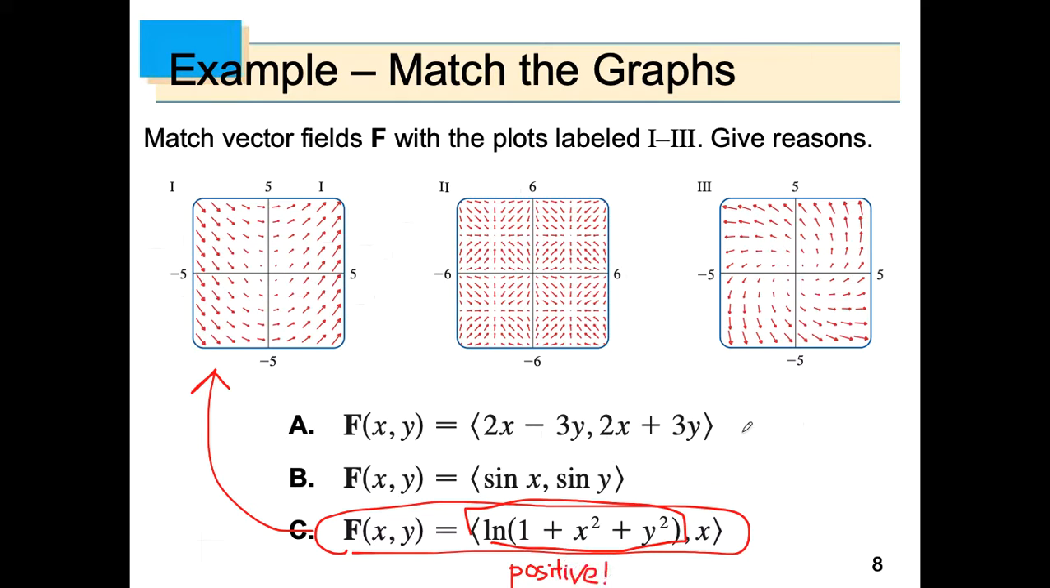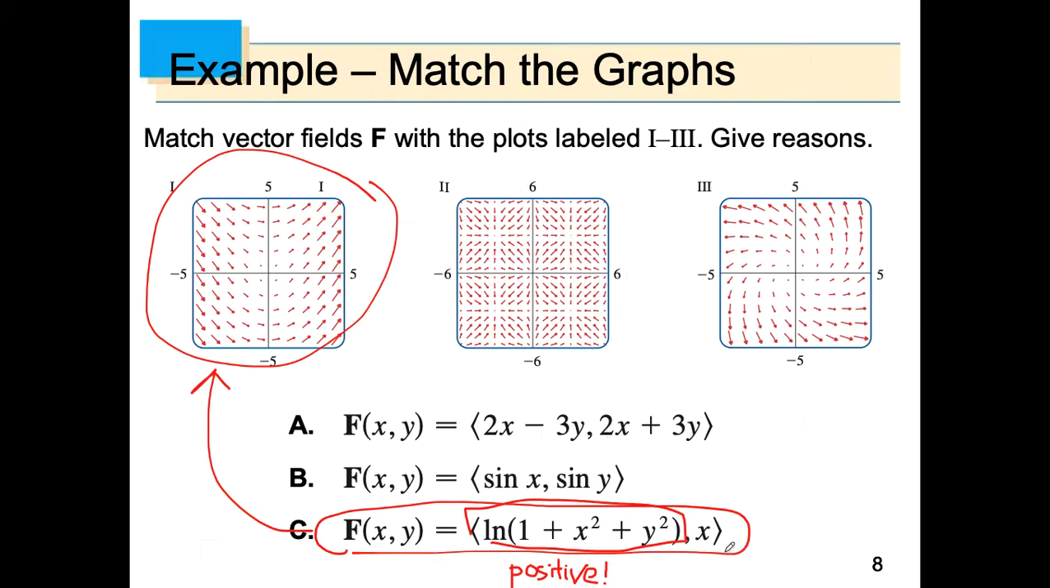Because this is always positive, and notice it's also the x component of my vector field, every single one of these vectors up here is moving to the right. None of these vectors are moving to the left. They're all moving generally in the positive x direction.